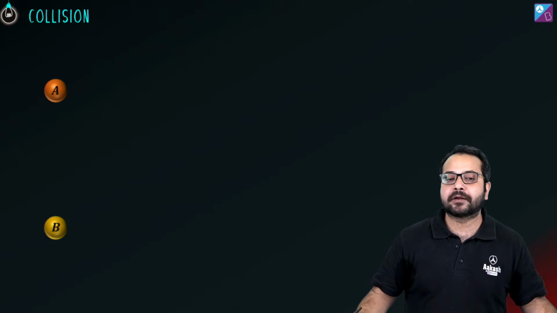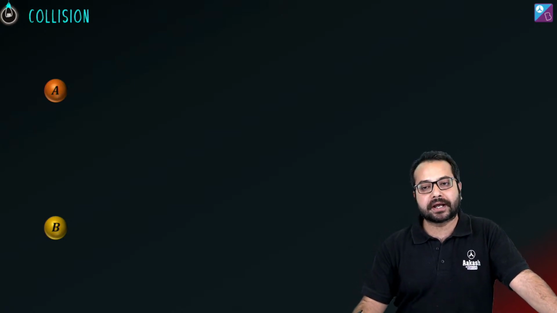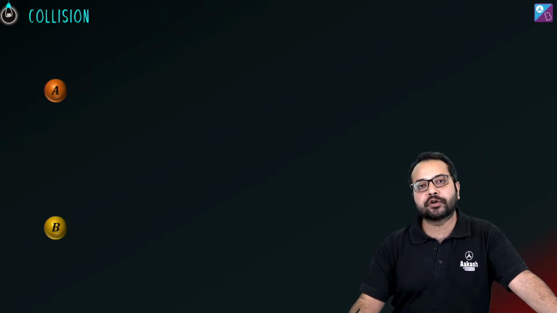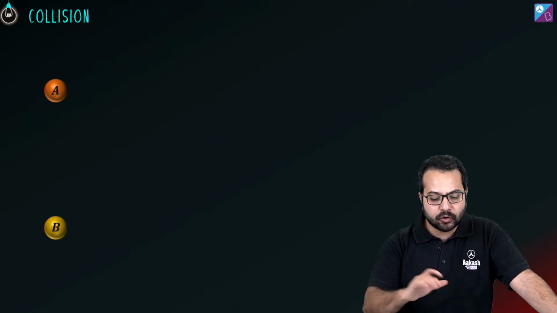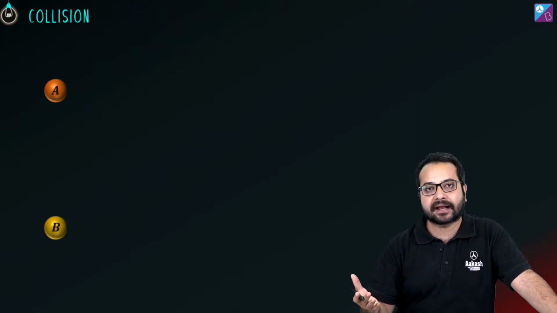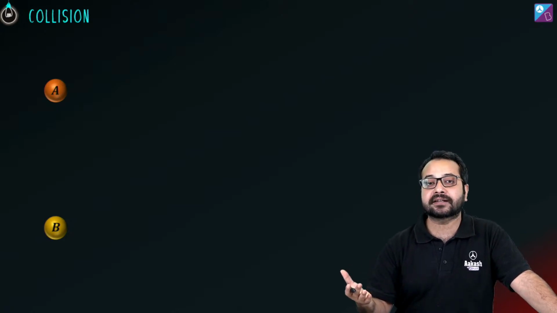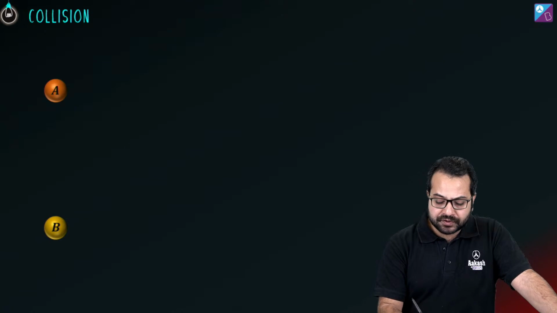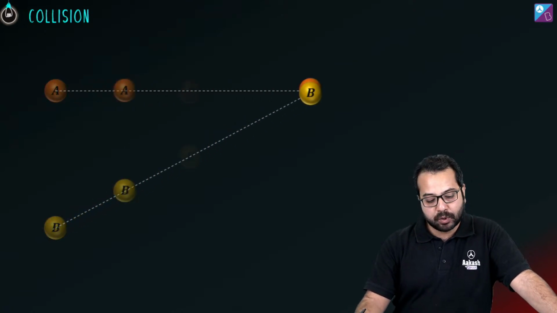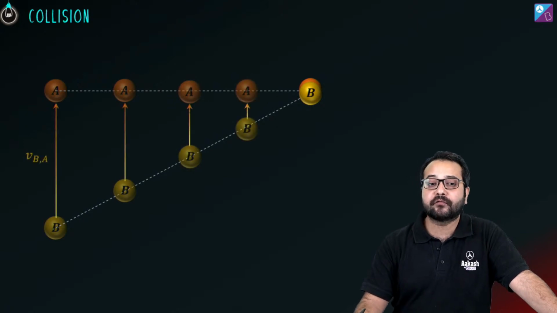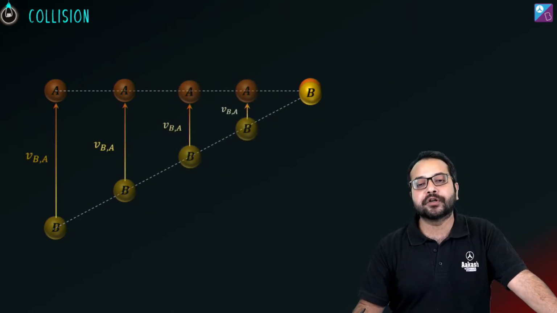Alright, so let's say we have two particles A and B and they are going to collide. We know for sure that they are going to collide, and this is happening, let's say, in a horizontal plane. So both the particles do not have any acceleration. Let's say A is moving in this direction and B is moving in this direction. We know for sure that they are going to collide.